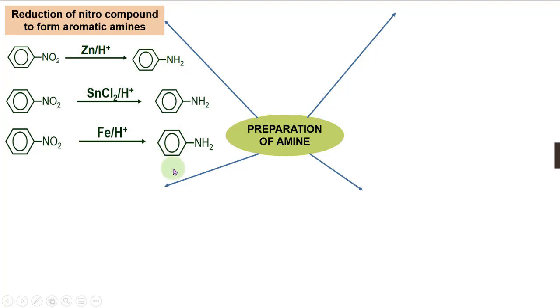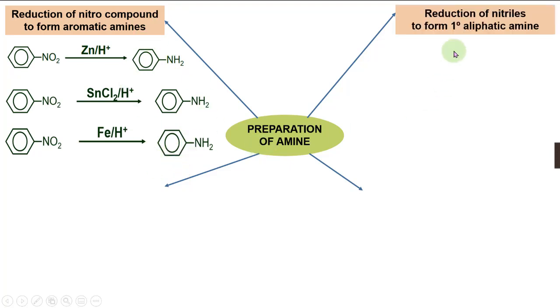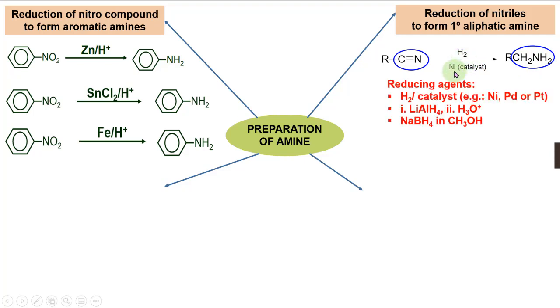Okay, the aromatic amines. Second method, reduction of nitrile compounds to form primary aliphatic amines. So this nitrile compound, or your cyano functional group, is reduced into a primary aliphatic amine. So this C triple bond N forms CH2NH2. Besides hydrogen with a catalyst, we can also use the first step lithium aluminum hydride followed by water.